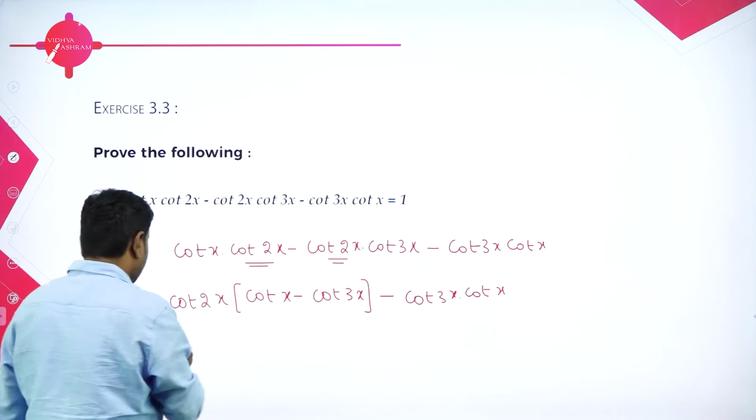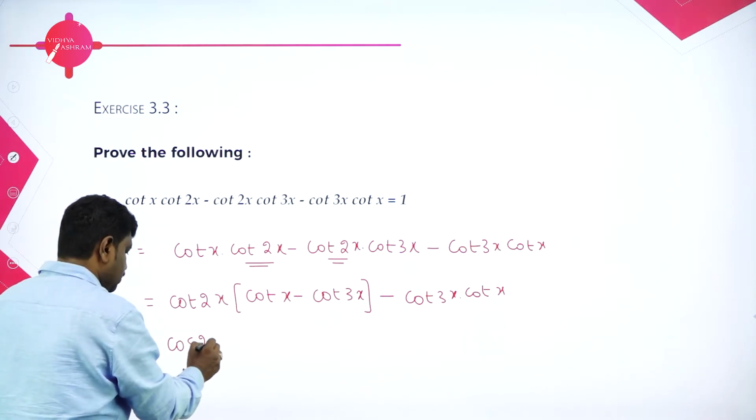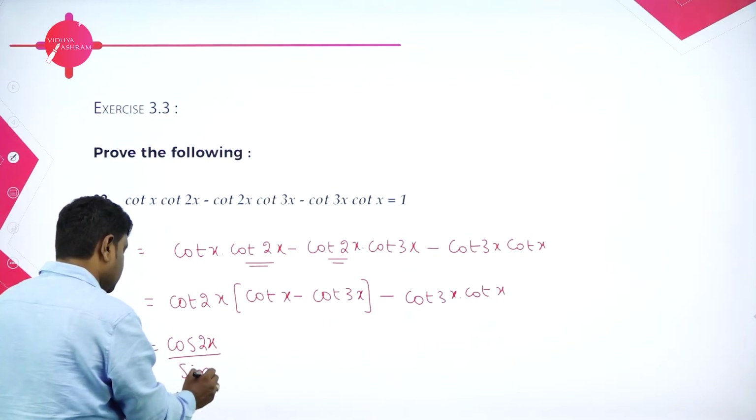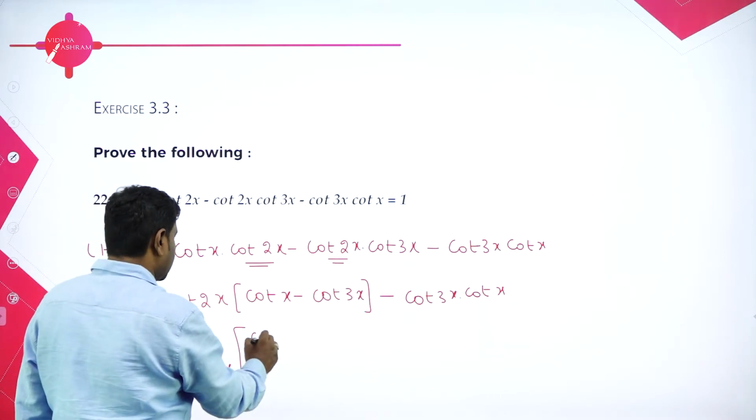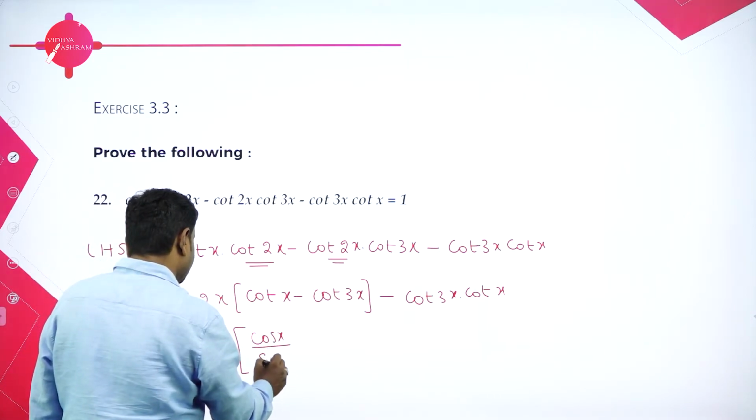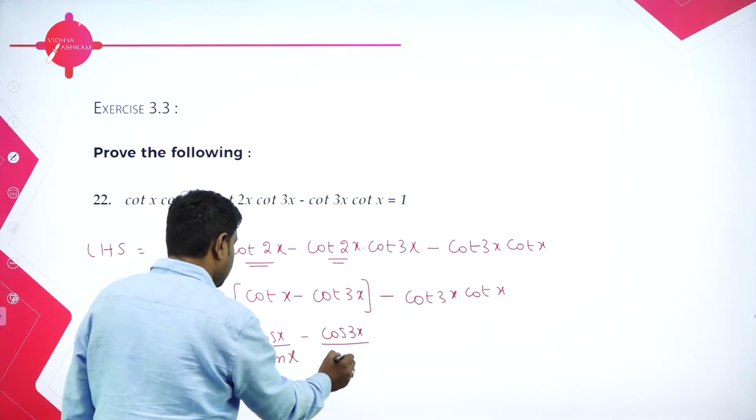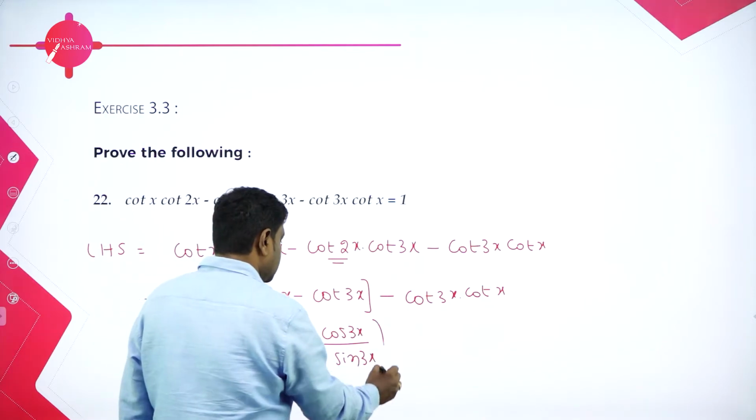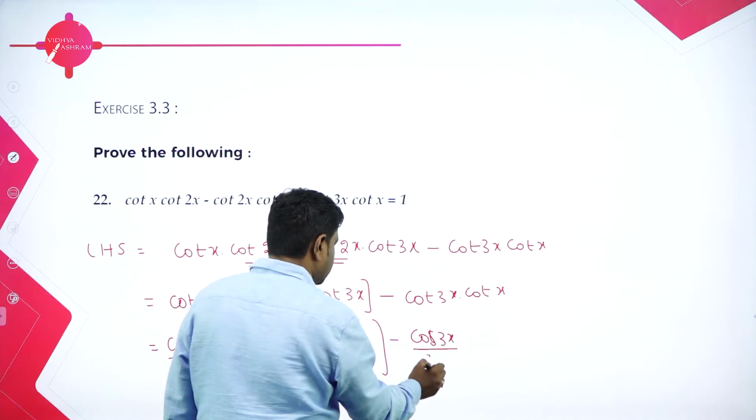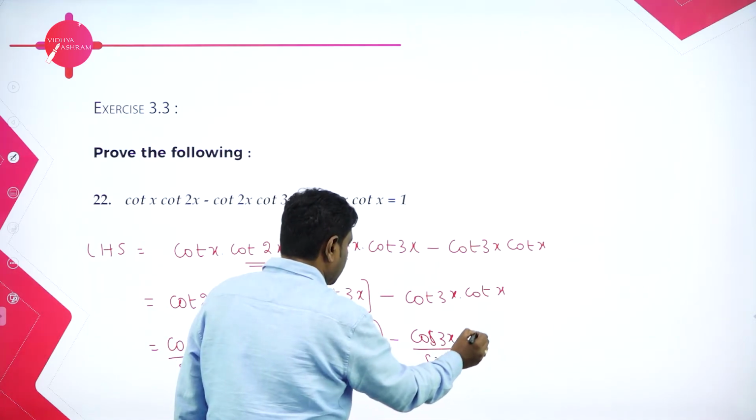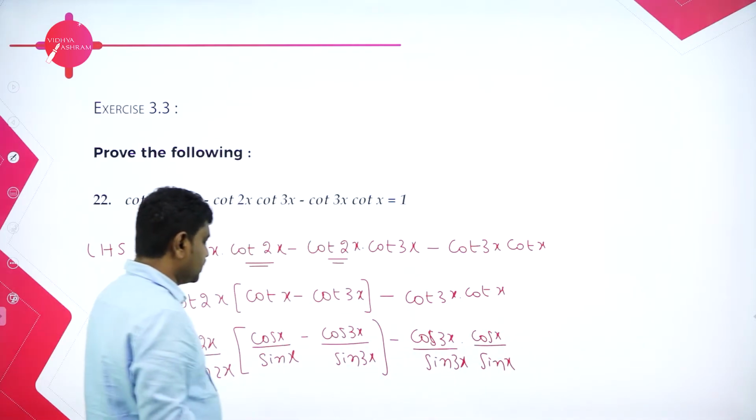Now you know that cot 2x can be written as cos 2x by sin 2x. Cot theta is cos theta by sin theta. Again the same thing: cot x can be written as cos x by sin x, minus cos 3x by sin 3x, minus cot 3x. Cot 3x can be written as cos 3x by sin 3x into cot x, which is cos x by sin x. Now further we'll simplify.